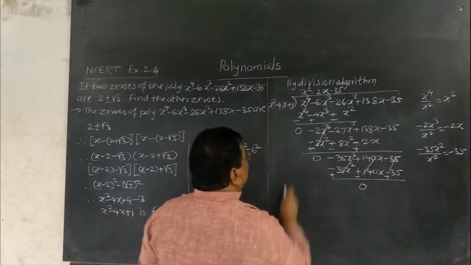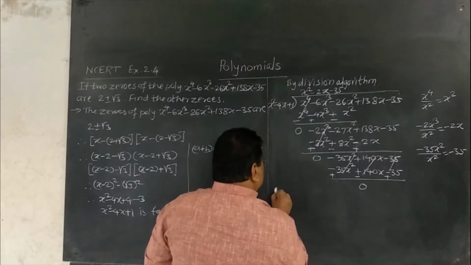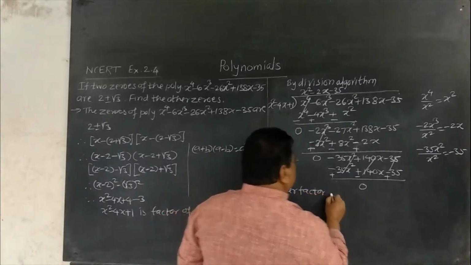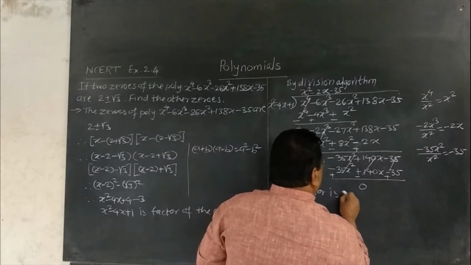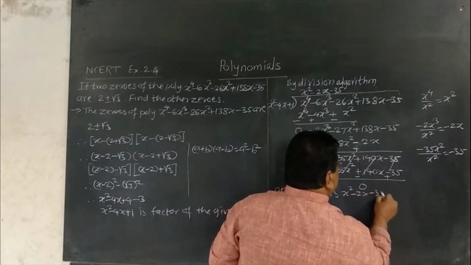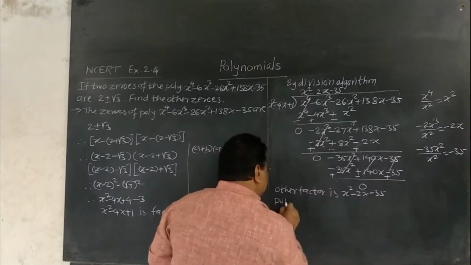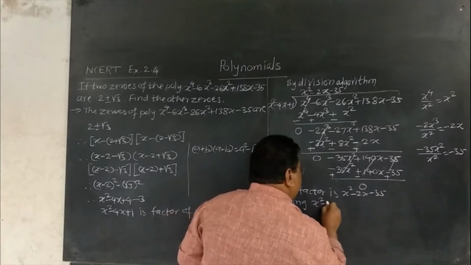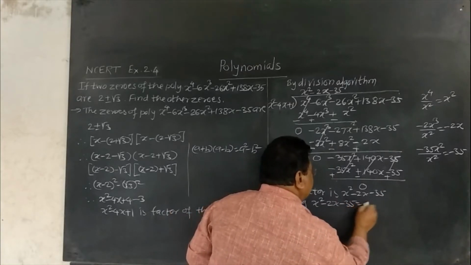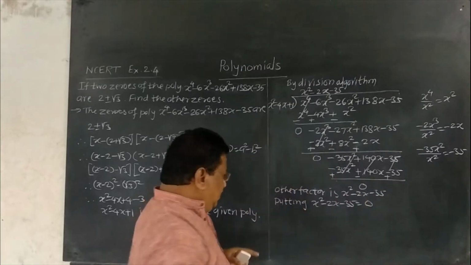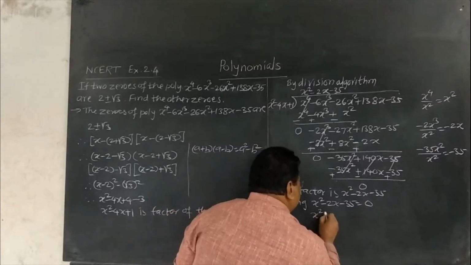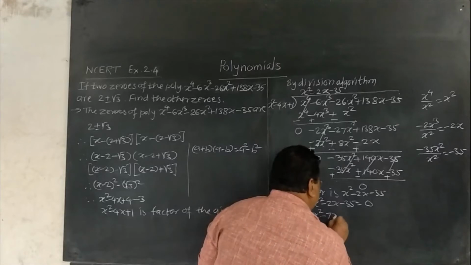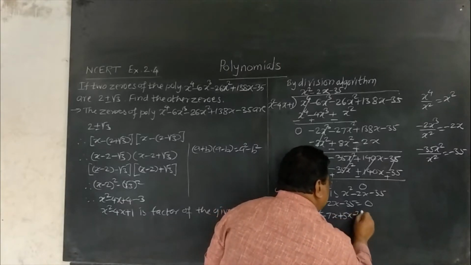So other factor is x square minus 2x minus 35. Putting x square minus 2x minus 35 is equal to 0. So x square minus 7x plus 5x minus 35 is equal to 0.